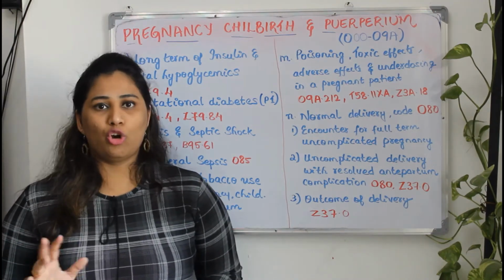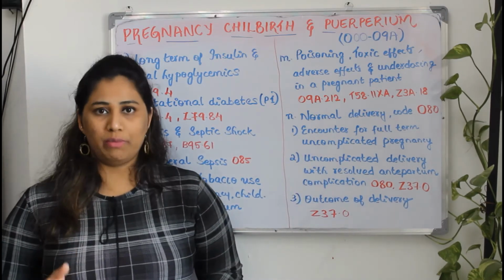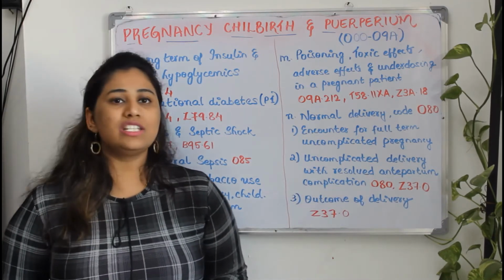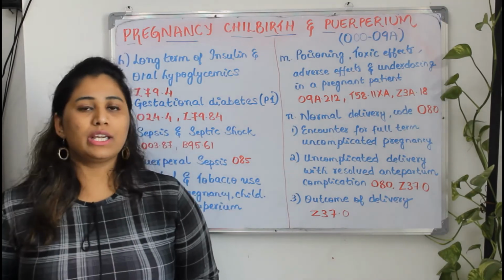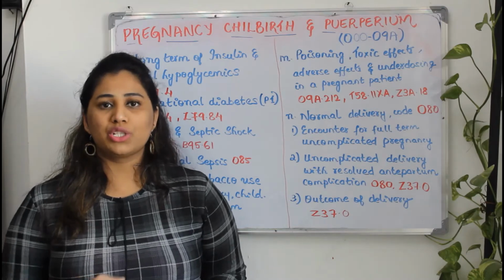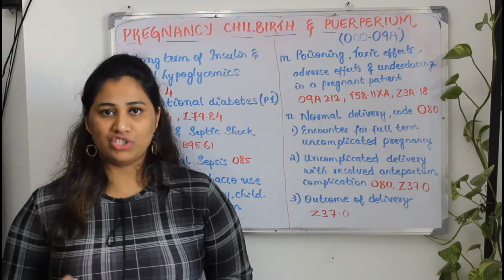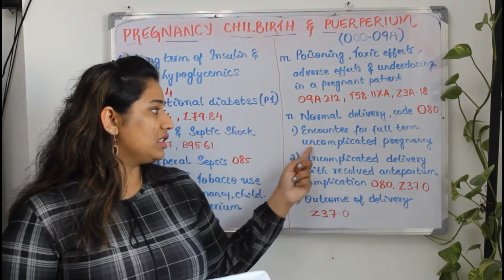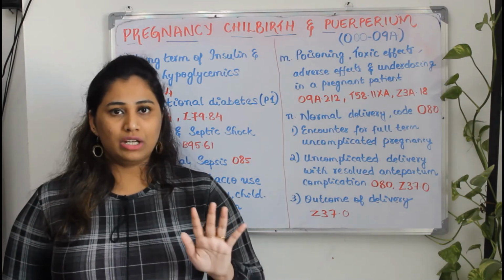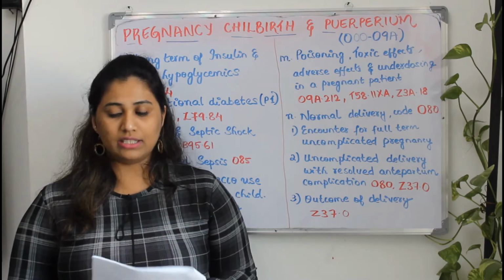The next one is normal delivery. In normal delivery, we have two categories: encounter for full term uncomplicated pregnancy, and uncomplicated delivery with resolved antepartum complications. We can easily differentiate these. In the first, the patient gets pregnant and there are no complications at all until delivery, and the patient is delivered with a full term normal vaginal delivery. That falls under the first category. In that case, you will code O80 for the full term delivery, along with the outcome of delivery, that is Z37.